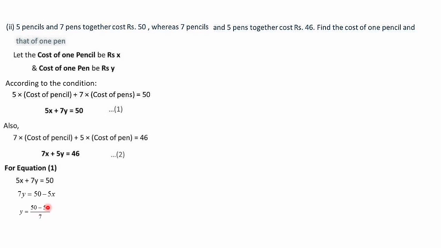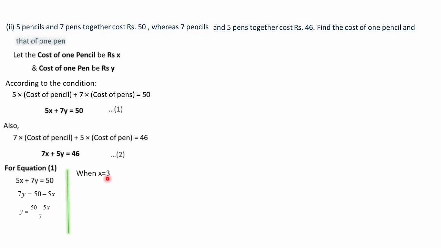Or else you will get decimal values, and they may not be accurate when you plot them in the graph sheet. So when you take the values of x, you have to be a little bit careful. It means we have to do mental calculation and only then select the value of x. So let's go for it.